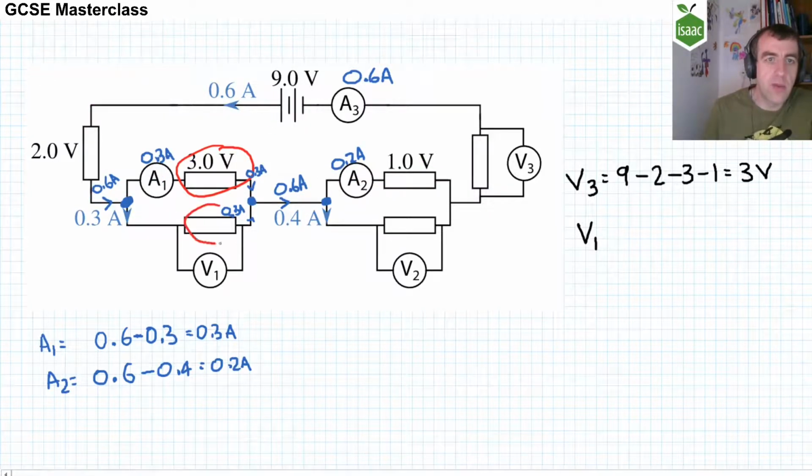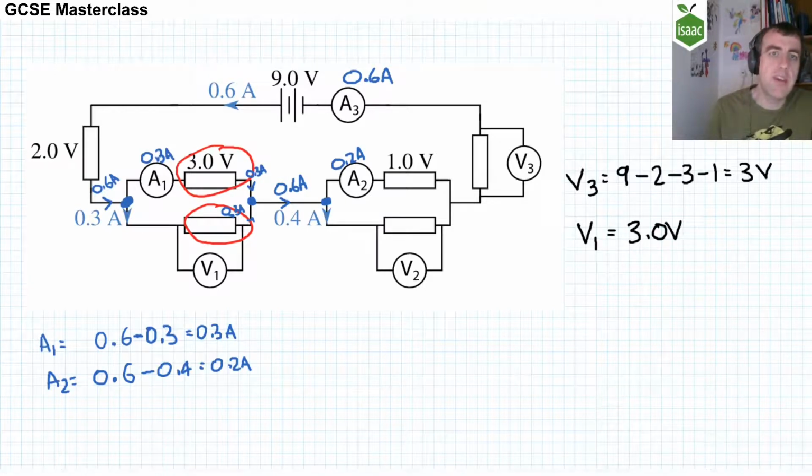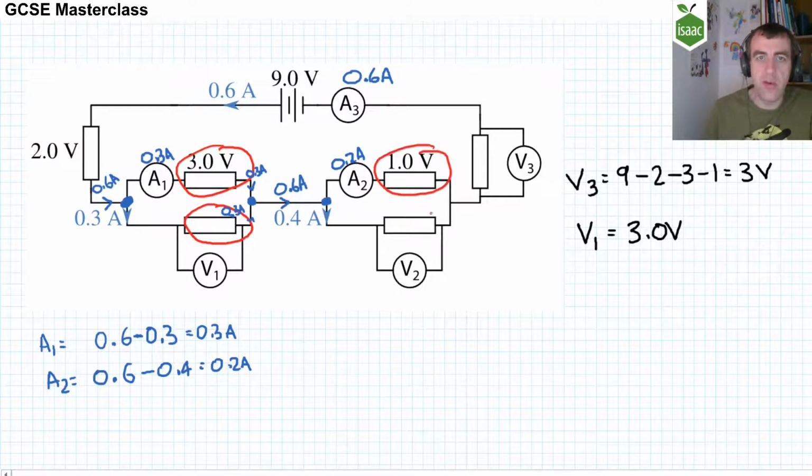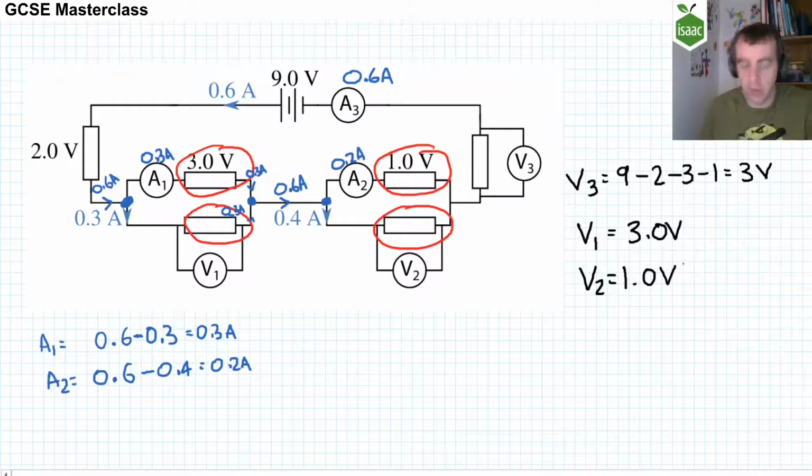So what have I dropped off if I take the bottom route? Well, it has to be exactly the same amount. So this is going to be 3.0 volts. And in fact, we can do exactly the same thing on the right. The resistor at the top drops off 1 volt. So what do we drop off if we go the bottom way? It has to be 1 volt. So V2 has to equal 1.0 volts. And that's all of the unknowns filled in for this diagram.